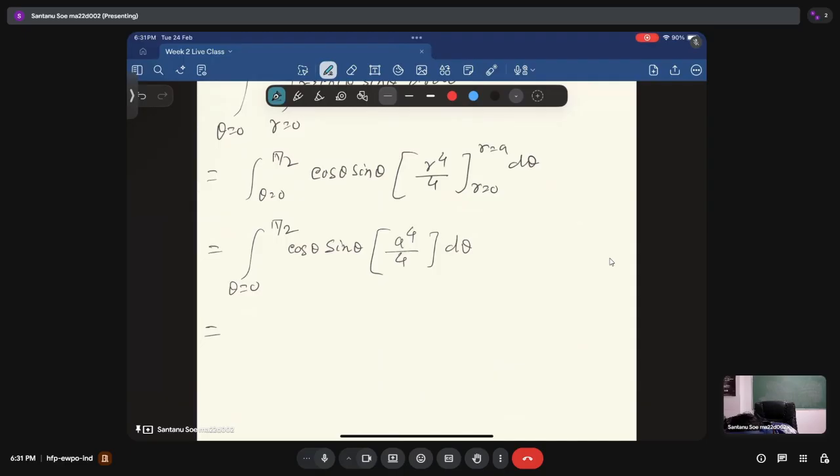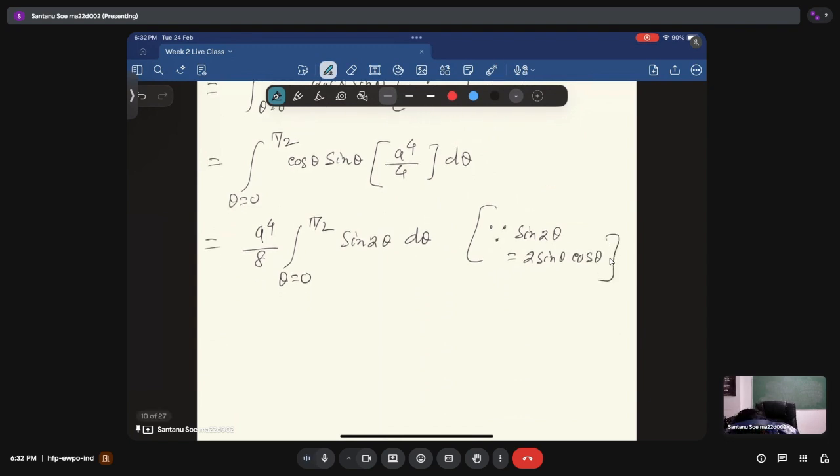So now to write in a compact form cos theta and sin theta, we can multiply by 2 and divide by 2, such that 2 cos theta sin theta will be sine of 2 theta, and then we can do the integration easily because we know the integration of sin theta, right? So this is going to be a to the power 4 divided by 8, theta equals 0 to pi by 2, sine of 2 theta d theta. So here sine of 2 theta is 2 sine theta cos theta, okay?